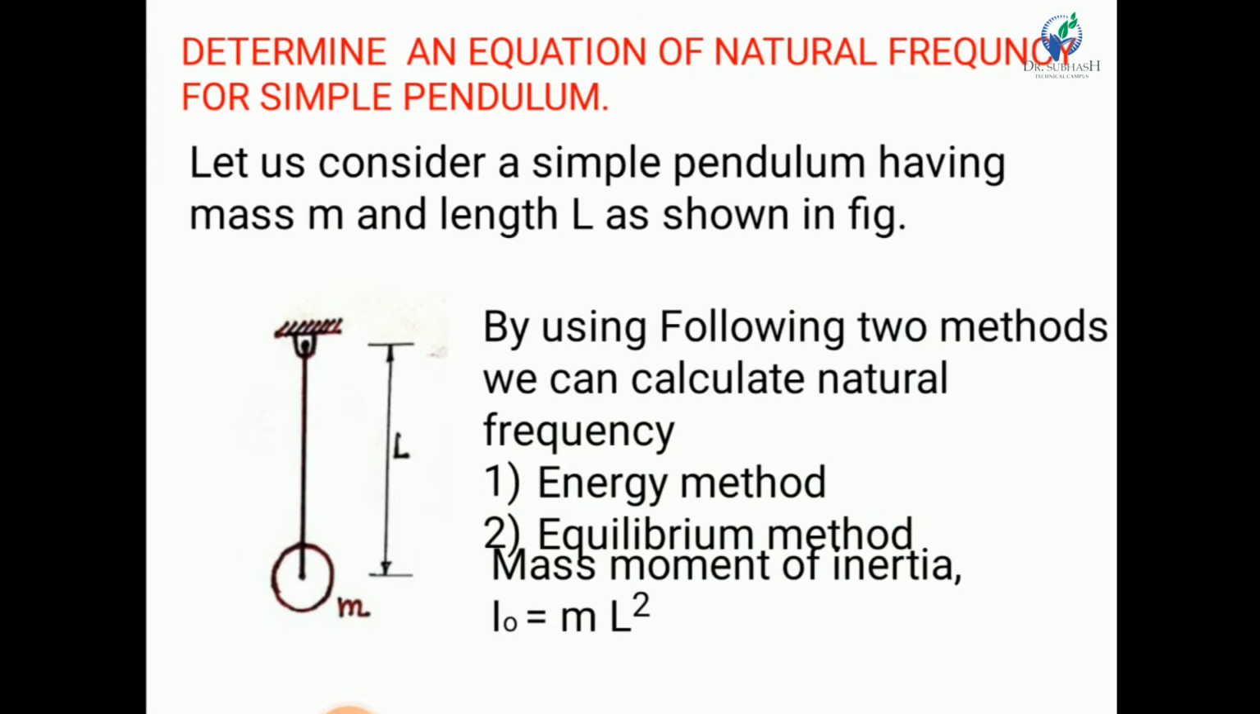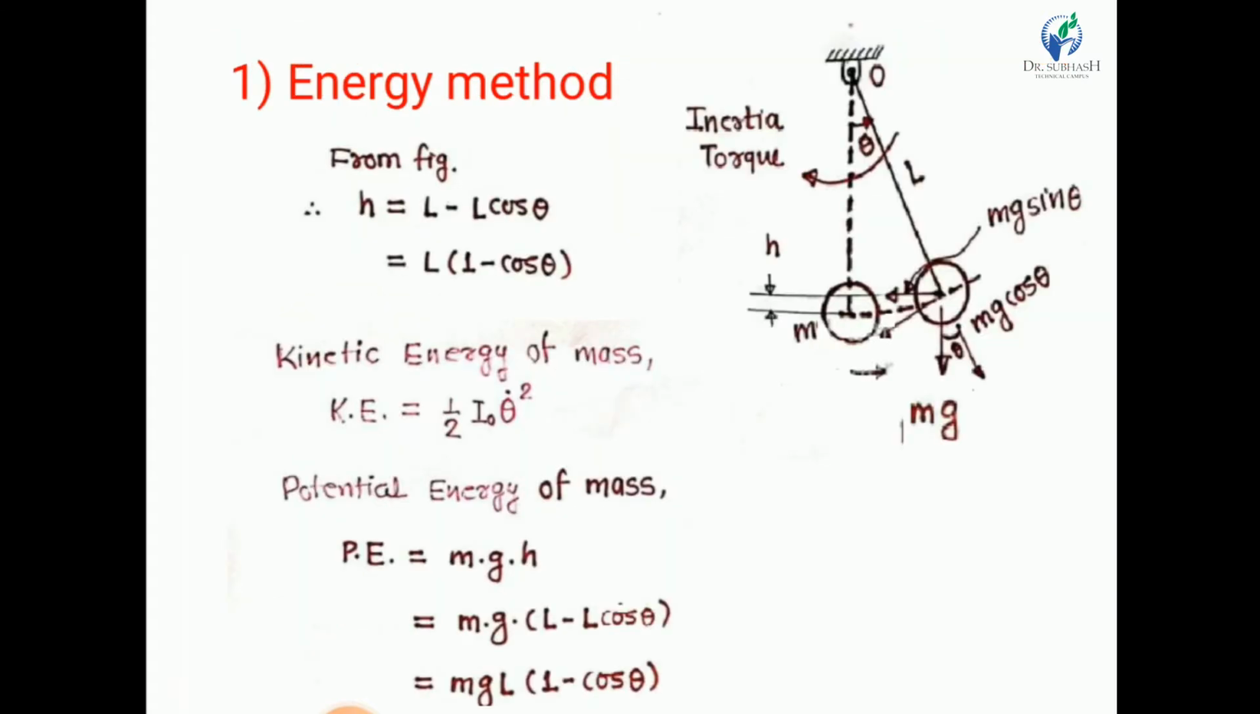Now my dear friends, we know the mass moment of inertia of a simple pendulum, IO. This is the center of rotation, the center of oscillation of the simple pendulum, O. So we can say that the mass moment of inertia about xx, IO, is equal to m l square. This is a simple equation of the mass moment of inertia of a simple pendulum.